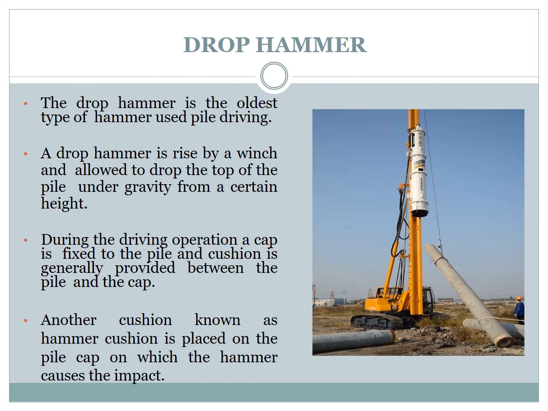In a drop hammer, the hammer is raised by a winch and allowed to drop onto the top of the pile under gravity from a certain height. During the driving operation, a cap is fixed at the top of the pile, and a cushion is generally provided between the pile and the cap. Another cushion, known as a hammer cushion, is placed on the pile cap on which the hammer causes the impact.